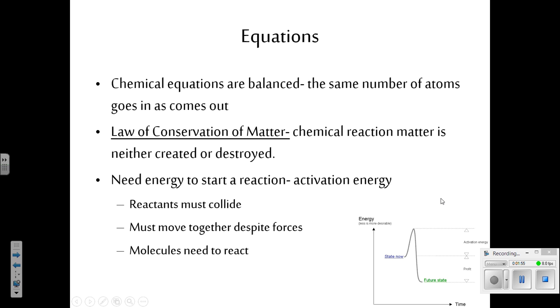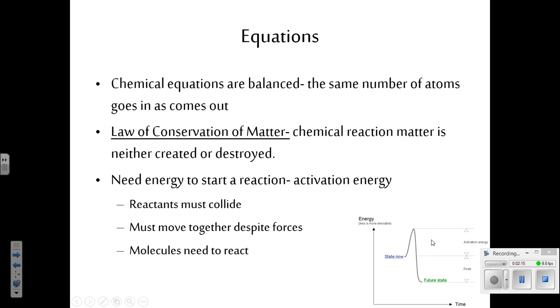So all chemical equations have to be balanced, which means the same number of atoms that go in have to come back out. So if I put 12 hydrogens in, I have to bring 12 hydrogens back out. That goes with the law of conservation of matter, which says we can neither create nor destroy matter. So it can't just disappear on us. If we put it in, it has to come back out.